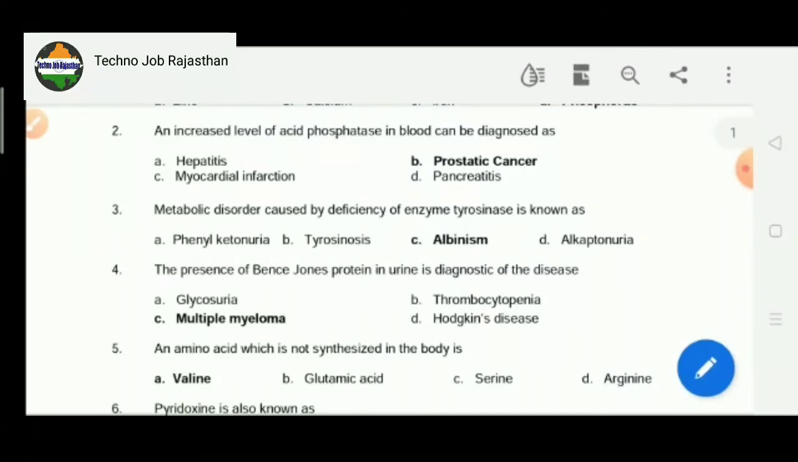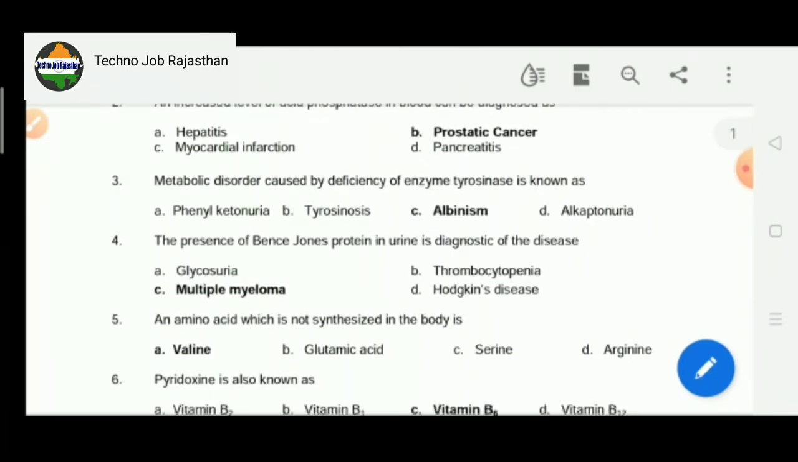Question number 4: the presence of Bence Jones protein in urine is diagnostic of the disease. Option A glycosuria, option B thrombocytopenia, option C multiple myeloma, option D Hodgkin's disease. So the correct answer is option C, that is multiple myeloma.